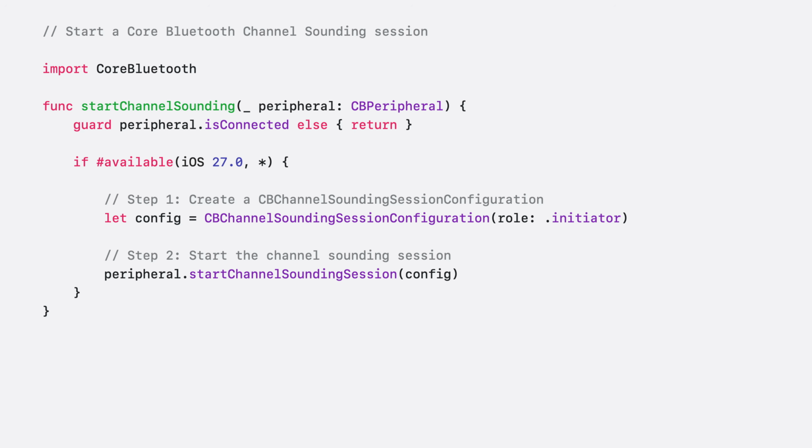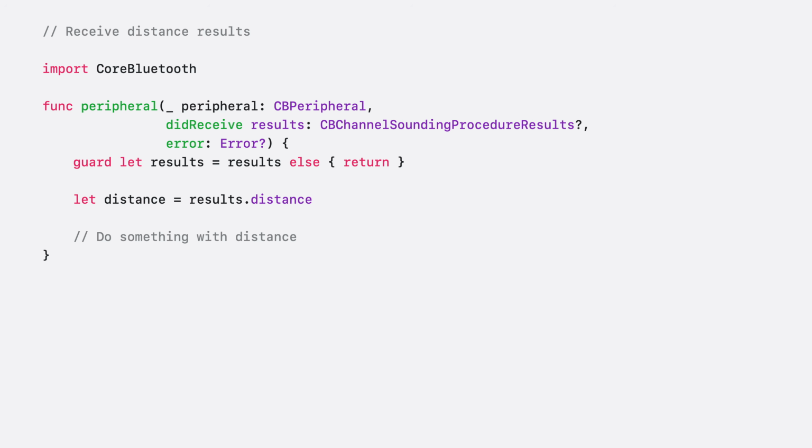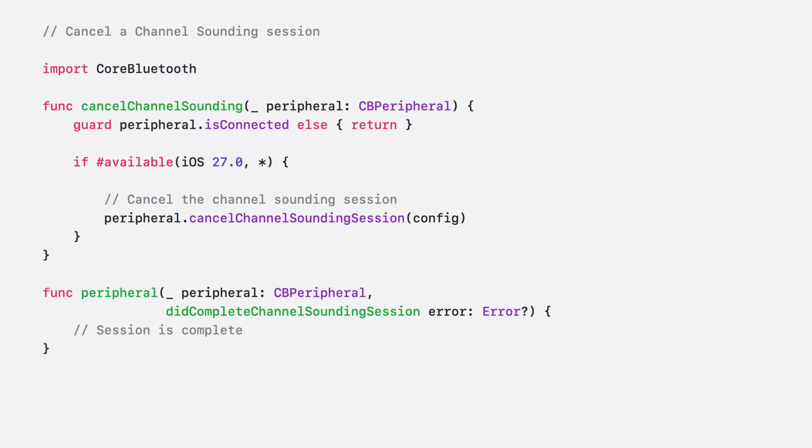Once you have a connected CBPeripheral, call startChannelSoundingSession on the CBPeripheral object. iOS will repeatedly perform channel sounding procedures. When each procedure is completed, the delegate method, peripheral didReceiveResults, will be called with the measured distance in meters. When you are ready to complete your channel sounding session, call cancelChannelSoundingSession. When the session ends, the delegate method, peripheral didCompleteChannelSoundingSession, will be called.